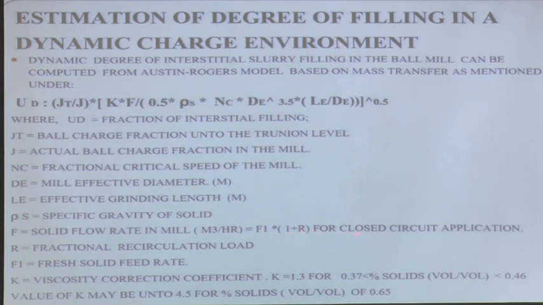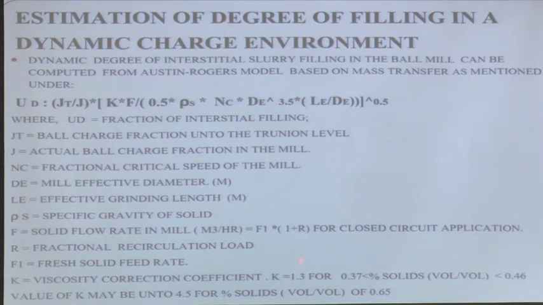So, then this can be F equal to F, or this can be F equal to 1 plus R for closed circuit application. In a closed circuit application, what happens? The recirculation load comes back. You know what is closed circuit and open circuit? Is it known to everybody? You know. In a closed circuit mill, the recirculation load from the classifier, either it can be a cyclone or screen, whatever it is, that is fed back to the mill, right.